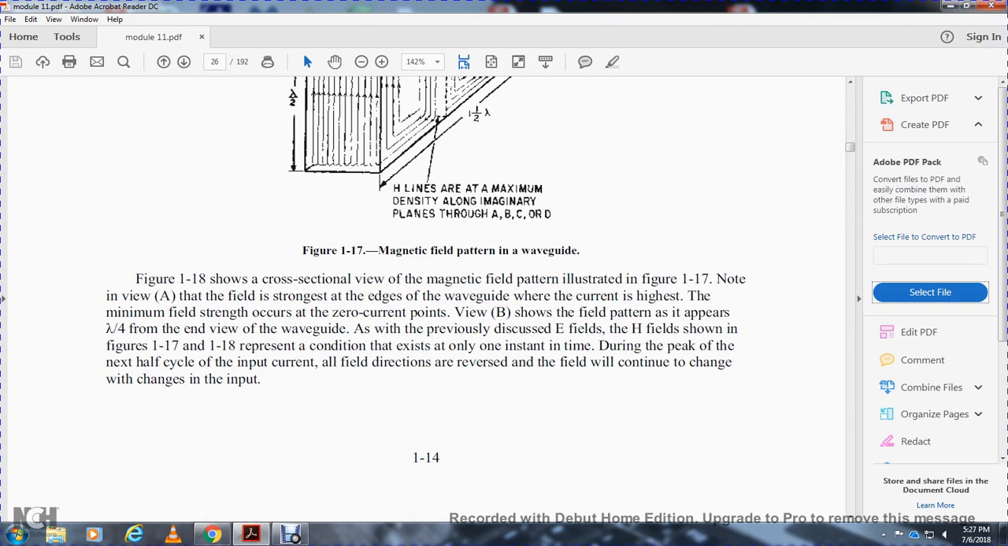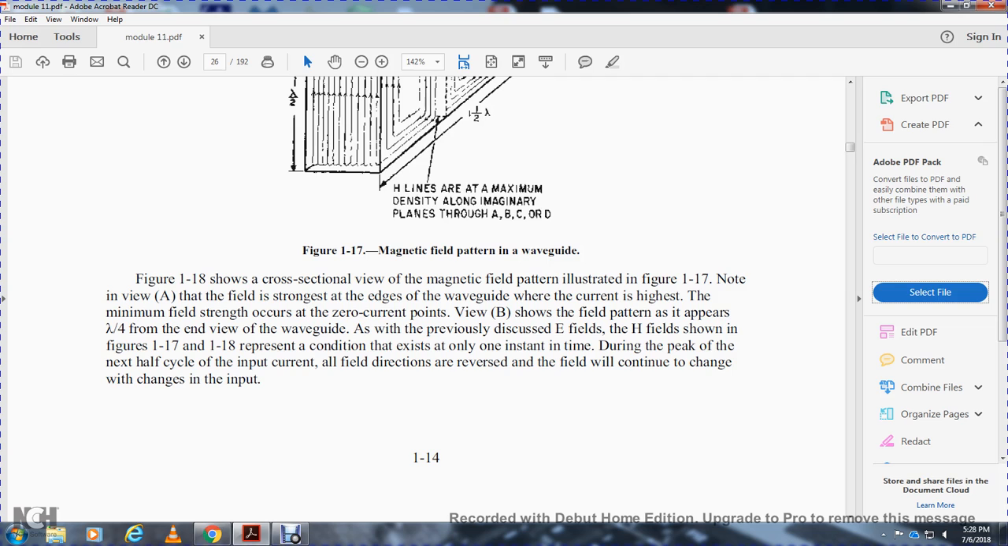Figure 118 shows the cross-sectional view of the magnetic field pattern from figure 117. In view A, the field is weak at the edge of the waveguide, with the minimum field strength at the curve's zero point. View B shows the field pattern and theory for the quarter length, at a quarter wavelength from the end of the waveguide.